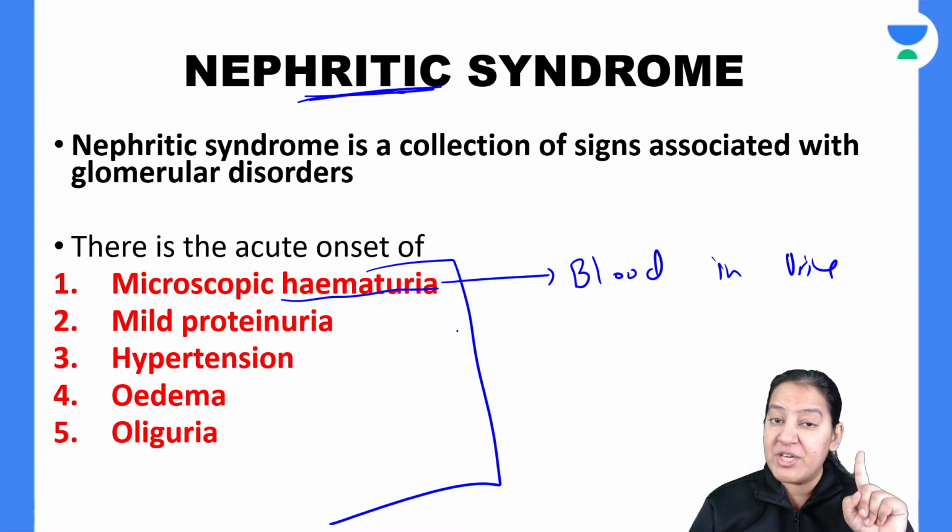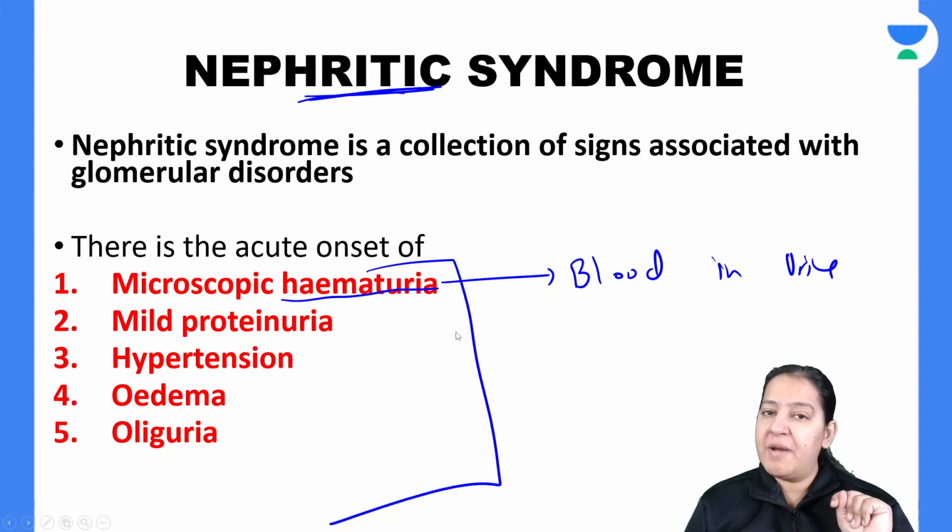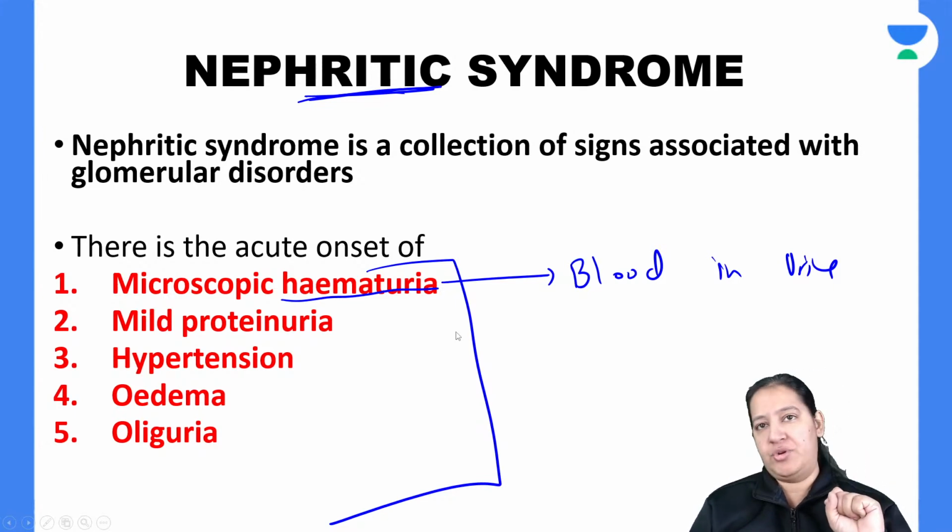The first complaint, the patient will run to you and say, doctor, my urine is red. I think it is blood. I'm having blood in my urine. Do I have any disease? Do I have any cancer? What do I have? Why is my urine having blood? So that is hematuria. The first feature here is hematuria.